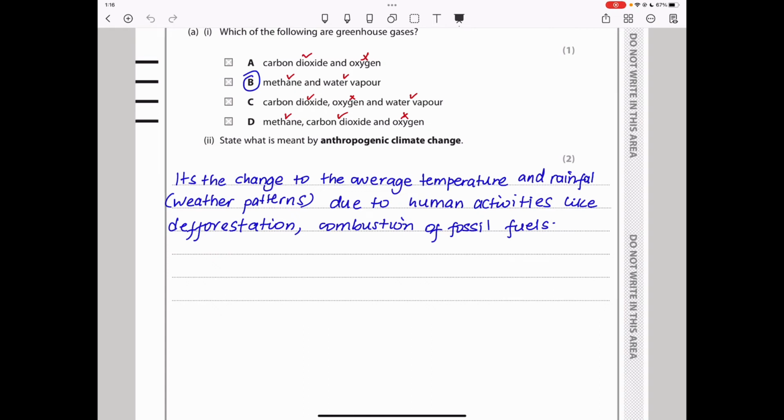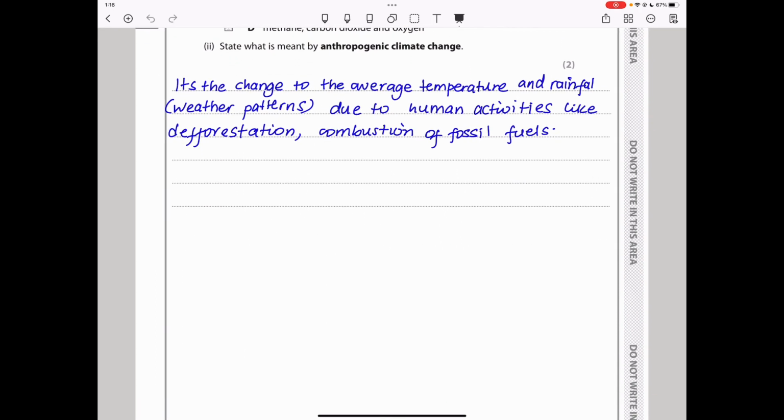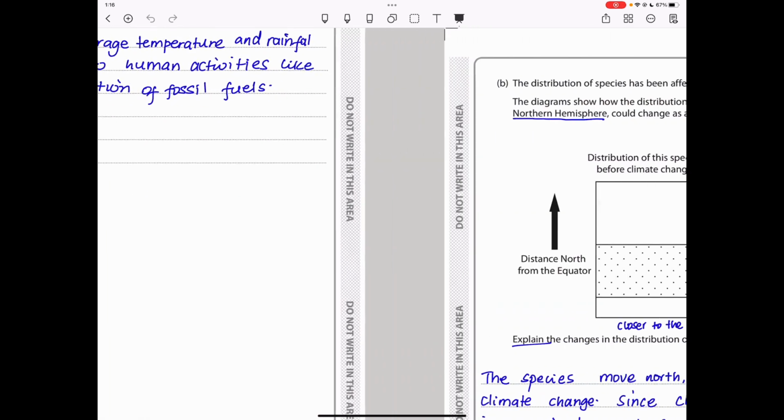Anthropogenic climate change is the change in the average temperature or weather patterns due to human activities. So the anthropogenic part of this question is human activity, and the climate change part is change in weather patterns. So the extra part I added on could be deforestation. Humans can carry out deforestation that leads to anthropogenic climate change. It could be combustion of fossil fuel and many other things that could lead to anthropogenic climate change, basically. So let's go to the next part.